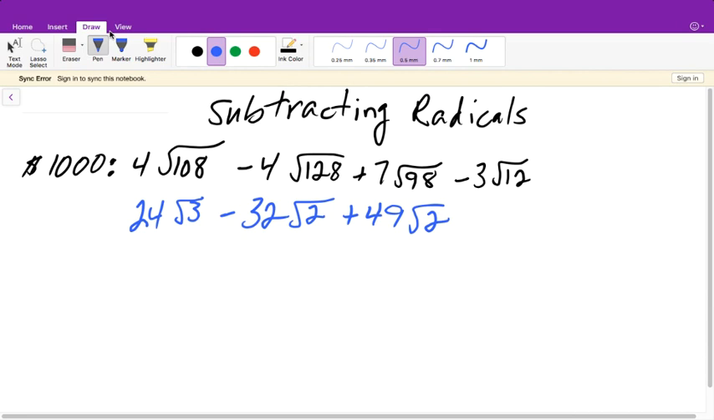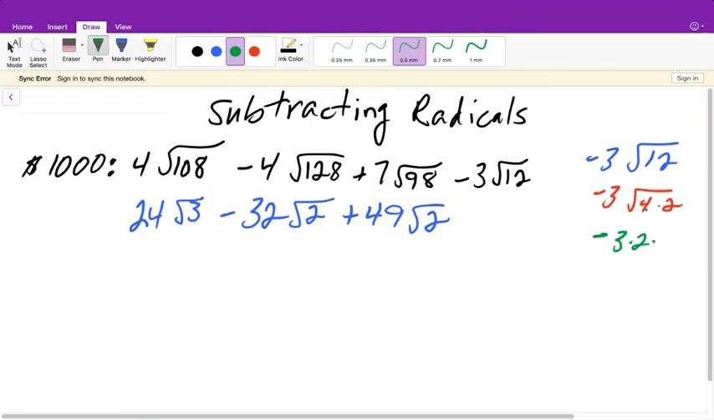All right, then this last one, it's minus 3 times the square root of 12. I'm going to go through this one really fast because we've done this a bunch of times. So it'll be 4 times 3. Well, the square root of 4 is 2, so it becomes negative 3 times 2 times that square root of 3, which is then going to give me negative 6 times the square root of 3.